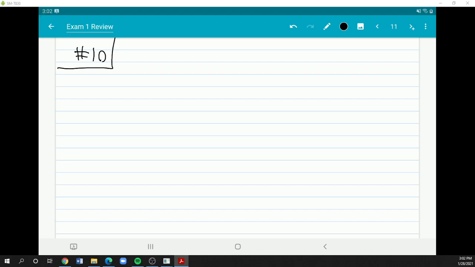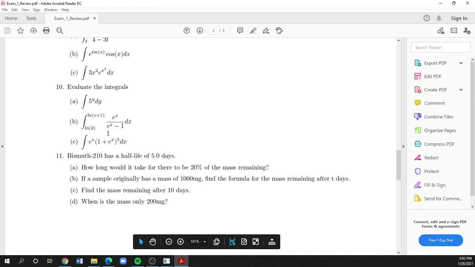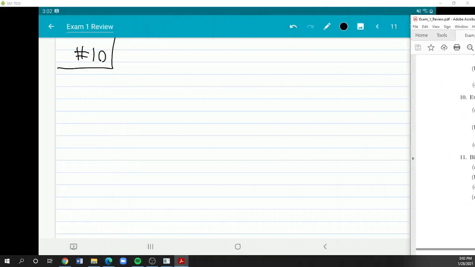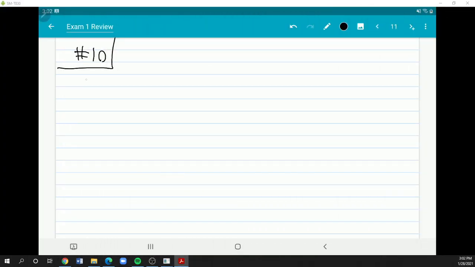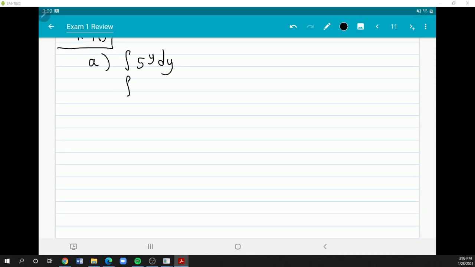Time for number 10. So this one is asking to do some more integrals. So let's go ahead and take care of those. So A, we want to integrate 5 to the y with respect to y. And here's another one where this one doesn't have any u substitution, it's just knowing the rule. So this, by the rule, is going to be 5 to the y divided by natural log of 5 plus c.